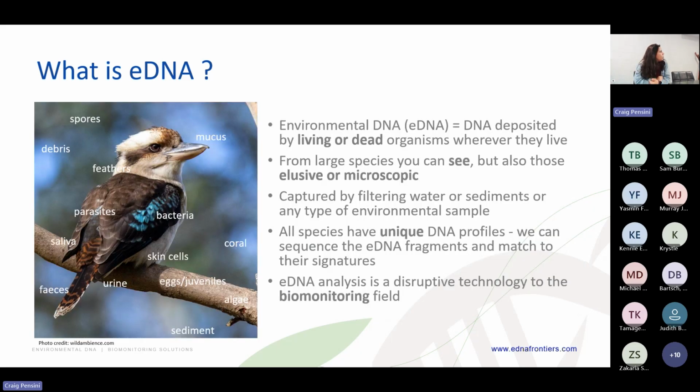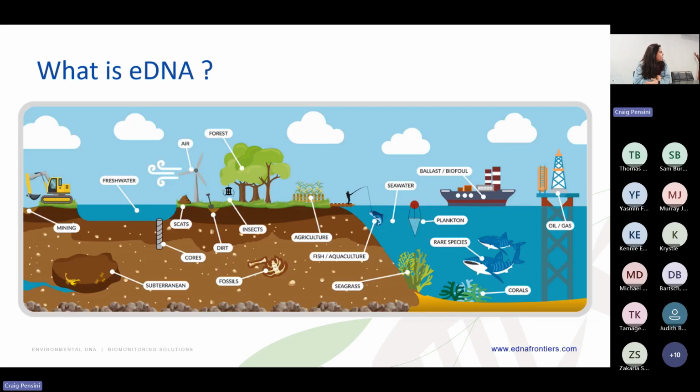Next slide, please. So eDNA, environmental DNA, is the DNA deposited by living or dead organisms, wherever they live. They can come from things that you can see, or from things that are difficult to find or are very tiny. Can you please go back to the last slide, just so I can point out things about DNA. Although DNA is always the same, the A's, T's, C's, and G's that make the DNA are always the same, where they come from gives them different characteristics.